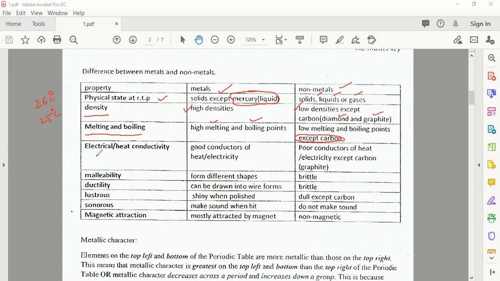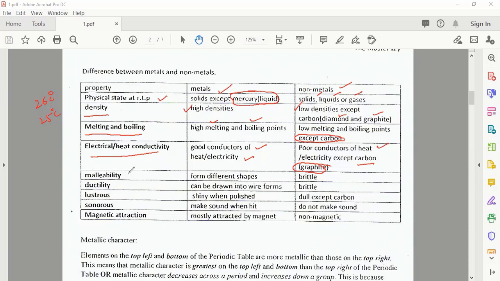If you talk about electrical conductivity or heat conductivity, it means whether they allow the heat or electricity to pass through them or not. If you compare them in this scenario, metals are good conductors of heat and electricity. It means metals allow the heat and electricity to pass through them easily. But non-metals are poor conductors of heat and electricity. Only one non-metal conducts electricity, that is graphite. Graphite, again in the form of carbon.